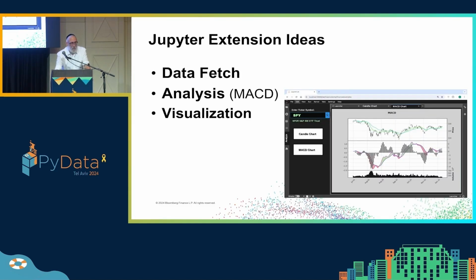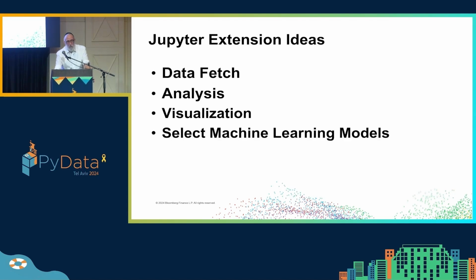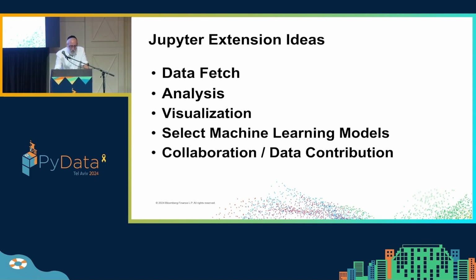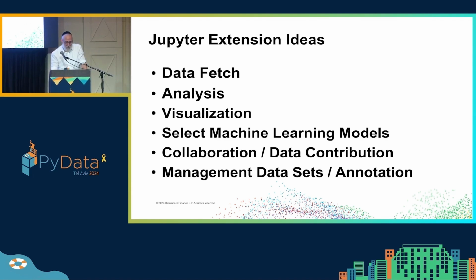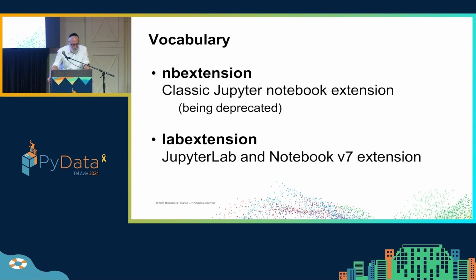So in that extension, we did a data fetch, we did an analysis, and we did visualization. You can imagine also you might write an extension to do machine learning and to allow the user to select between different machine learning models. You could create an extension, for example, that allows people to collaborate and contribute data or manage very large datasets and annotate them and so forth. So that's just to give you some ideas of where you can go with these extensions.